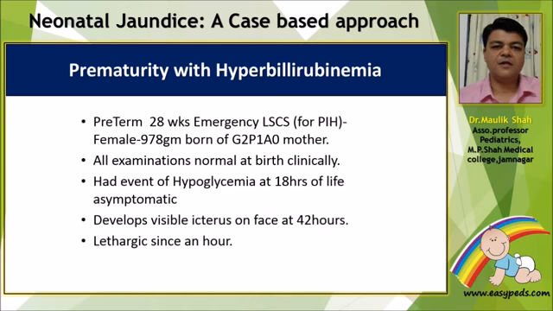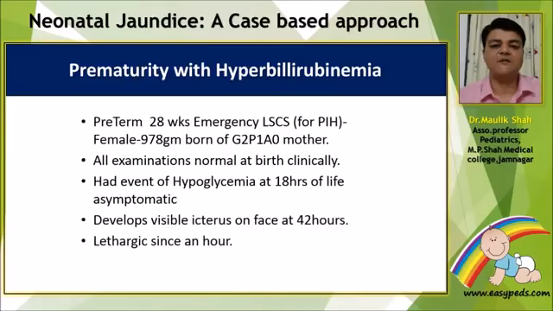A very special thing we need to know about is prematurity, prematurity with hyperbilirubinemia. Here we will discuss one case of a preterm baby. A preterm 28-weeker was born by emergency lower segment cesarean section for a mother having pregnancy-induced hypertension. This female, born at 978 grams to a second gravida mother, was clinically normal at birth and had an event of hypoglycemia at 18 hours of life, but she was asymptomatic at that time.